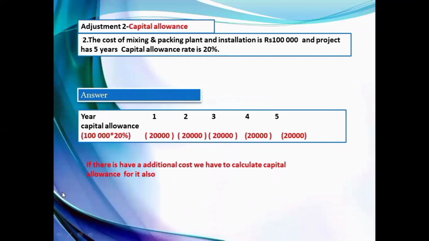The second adjustment is capital allowances. How can we calculate the capital allowances? The cost of mixing, packaging, and plant installation is 1 lakh and the project is 5 years. The capital allowance rate is 20%. We have to get the capital allowance for 5 years. That is how we get 1 lakh multiplied by 20%. Then we get the capital allowance for 1 year, which becomes 20,000. Then we put 20,000 for 5 years. 100,000 is covered by 5 years. If there is additional cost, we have to calculate capital allowances for that also.